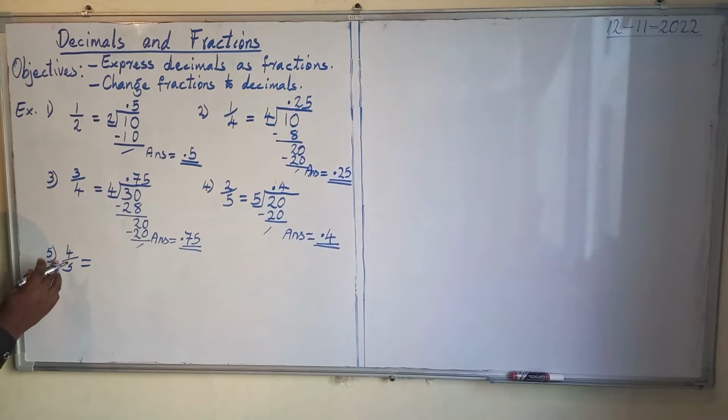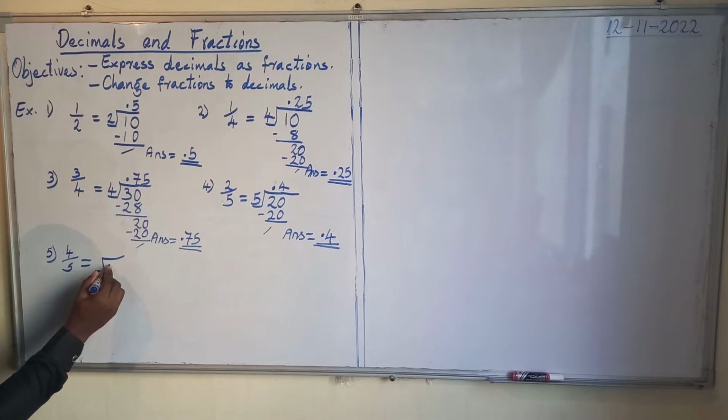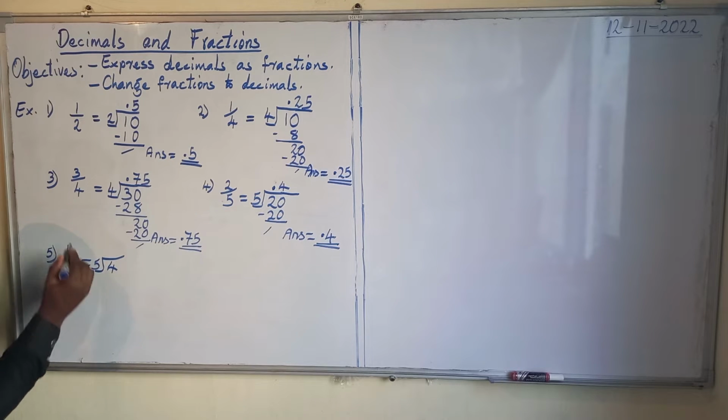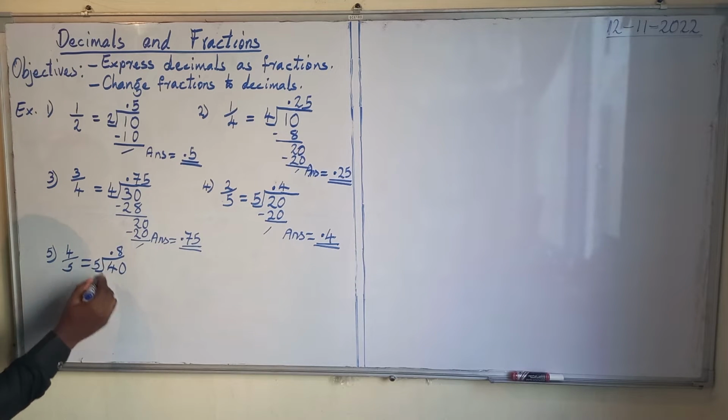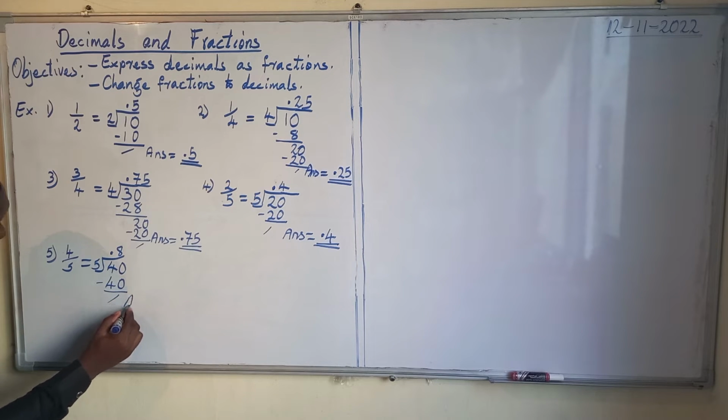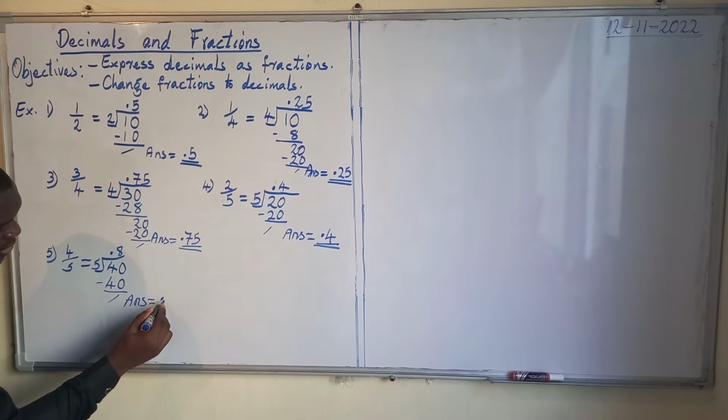Our next example is 4/5. What is 4/5 as a decimal? Inside we have 4 and outside we have 5. 4 divided by 5, 4 is smaller. We just fix a decimal point and affix our 0. 40 divided by 5 is 8 times, and 8 times 5 is 40. If you subtract, you have a dash, and our answer here is equal to 0.8.